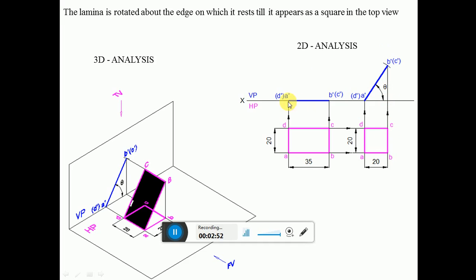Then measure the length from A dash to B dash, which is 35 mm. From A dash you cut an arc using the compass on this vertical projector to get the point B dash C dash. Then join A dash B dash with a dark line. So this is going to be the surface inclination with respect to HP, theta. So this is the actual position in the 3D analysis for the second position, wherein the shaded portion is the rectangular lamina.